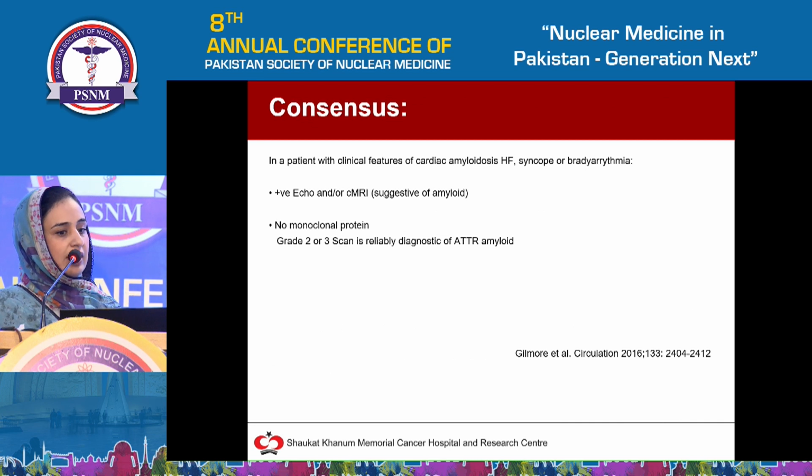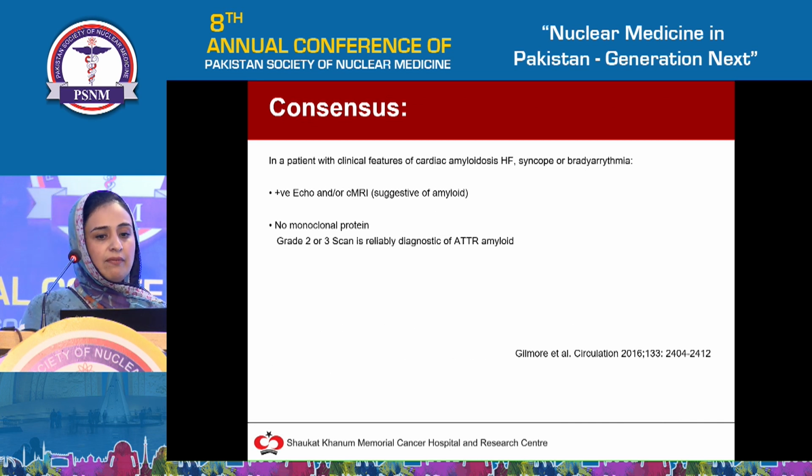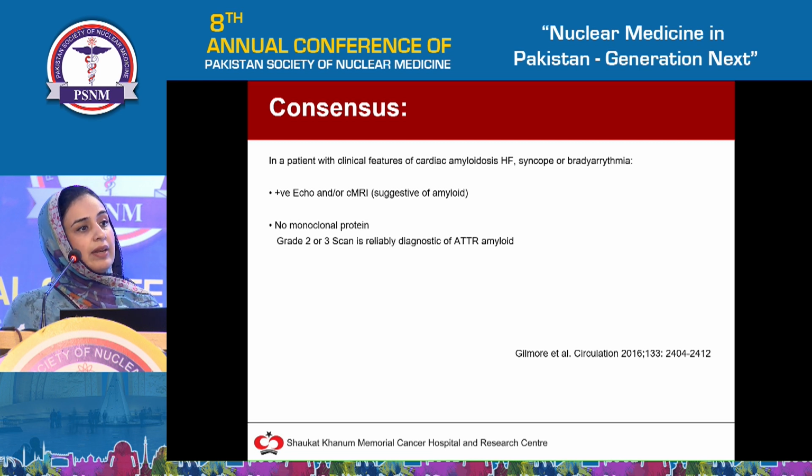So the consensus they reached was that in a patient with clinical features of cardiac amyloidosis, such as heart failure, syncope, arrhythmias, if they have a positive echo or a cardiac MRI, and they don't have any monoclonal proteins either in the serum or urine, and they have a scan which is grade 2 or 3, it is reliably diagnostic of ATTR. You don't need a biopsy.